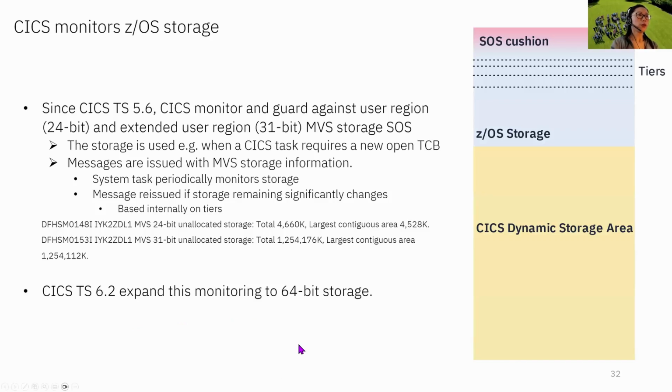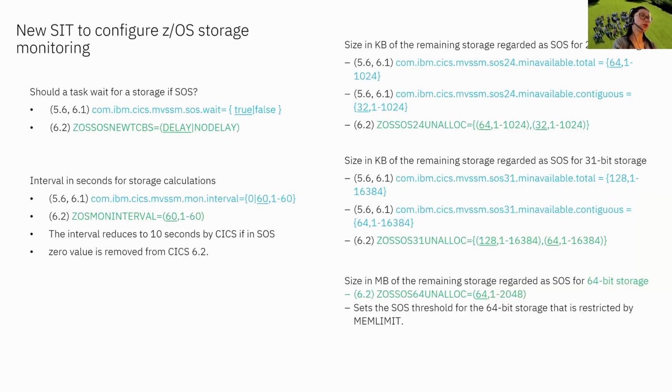Storage is always a key point in a CICS environment. CICS has been monitoring the z/OS storage as well as the CICS storage itself. So since 5.6, CICS will monitor and guard against the user region 24-bit and extended user region, which is 31-bit, in the z/OS storage, and it will periodically check that storage and issue a message if needed. In 6.2, we now expand this to 64-bit storage.